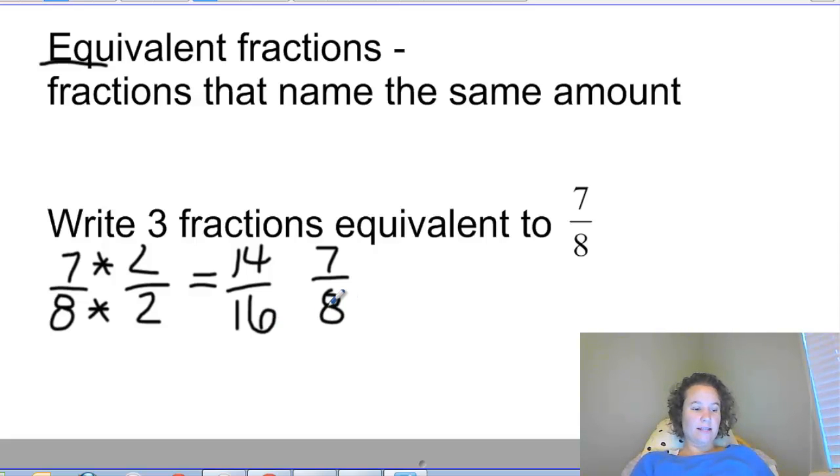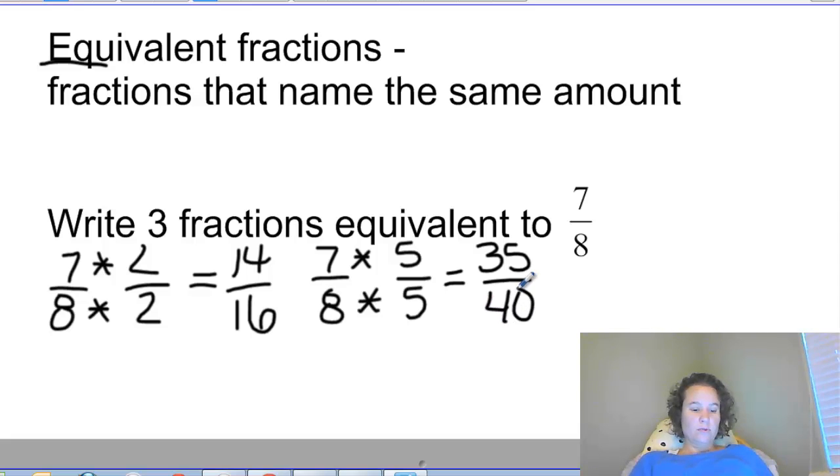So I'll take 7/8 again, and again I am just going to multiply both the numerator and the denominator by the same number. I could pick any number I want. Let's say I decide to multiply them both by 5. That's usually an easy number to multiply. So 7 times 5 is 35, and 8 times 5 is 40, which tells me that 35/40 is a fraction that's equivalent to 7/8. And now I need to do one more of these.